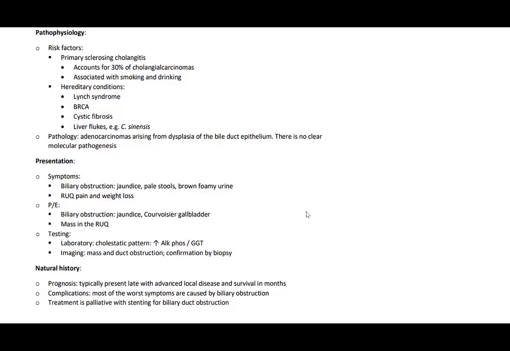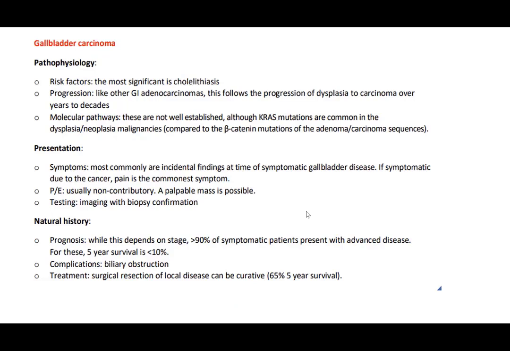palpable. Testing includes seeing a cholestatic pattern with increased alkaline phosphatase and GGT levels, indicating a primary liver process. Imaging will show a mass and duct obstruction, and then this is confirmed by biopsy. Now, these typically present late with advanced local disease, and survival is measured in months. The complication is that most of the worst symptoms are caused by the biliary obstruction itself, and treatment is often palliative with stenting of the biliary duct obstruction in order to relieve symptoms.